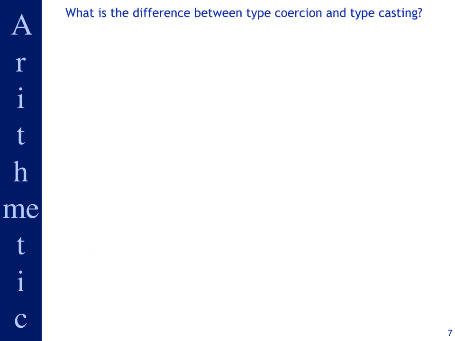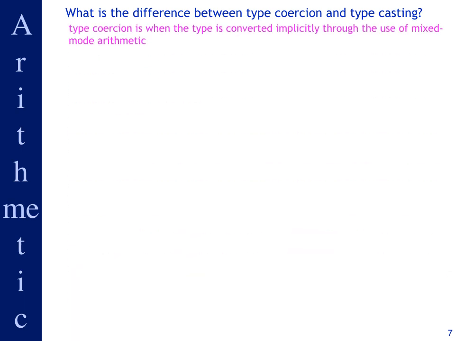Okay, let's talk about arithmetic operations in C++. Here are some examples. What's the difference between type coercion and typecasting? Both have to do with mixed mode operations. One is done by the compiler, implicit, and the other is explicit, done by the programmer. So coercion is implicit, casting is explicit. Let's take a look at some examples.